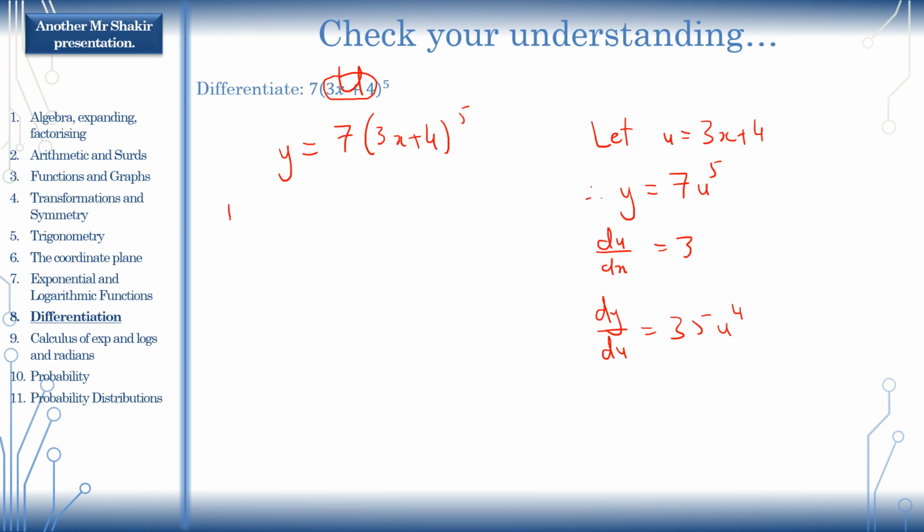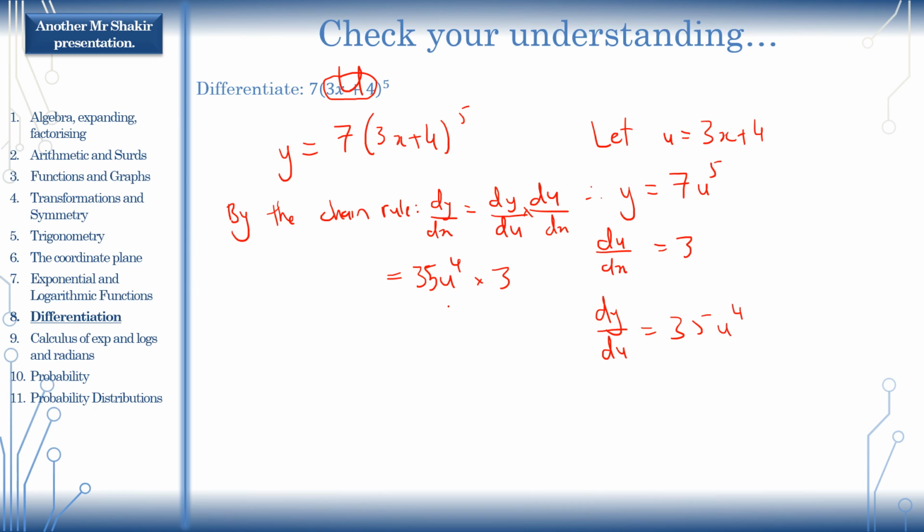Okay, then by the chain rule, you write dy on dx is equal to dy on du multiplied by du on dx. Make the substitutions. So dy on du is 35u to the 4, multiplied by du on dx. Du on dx is 3. Okay, cool. And we know what u is.